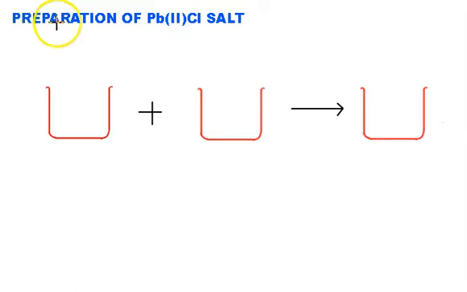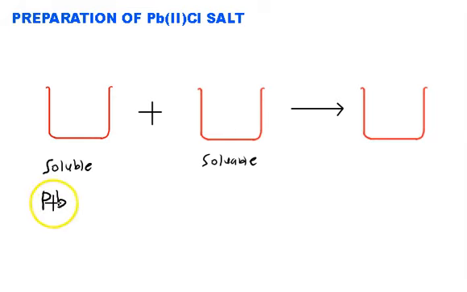For example, the question is the preparation of plumbum 2 chloride. We have to prepare the plumbum 2 chloride salt from, let's say, a soluble salt and another soluble salt. So how do we prepare this? We take a solution that has plumbum, and another solution that has chloride.